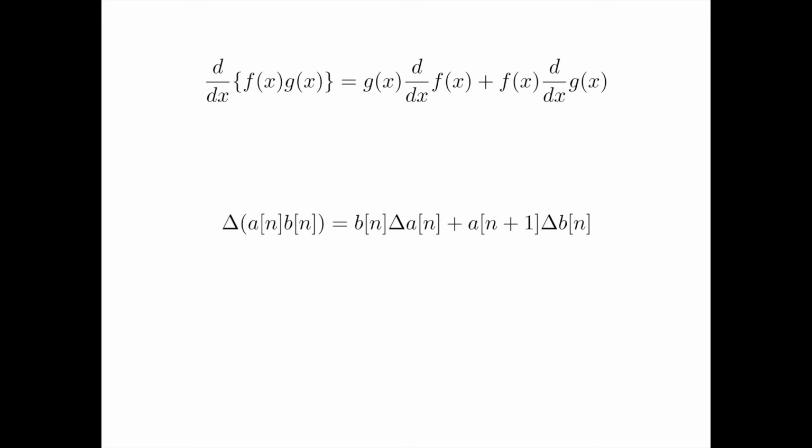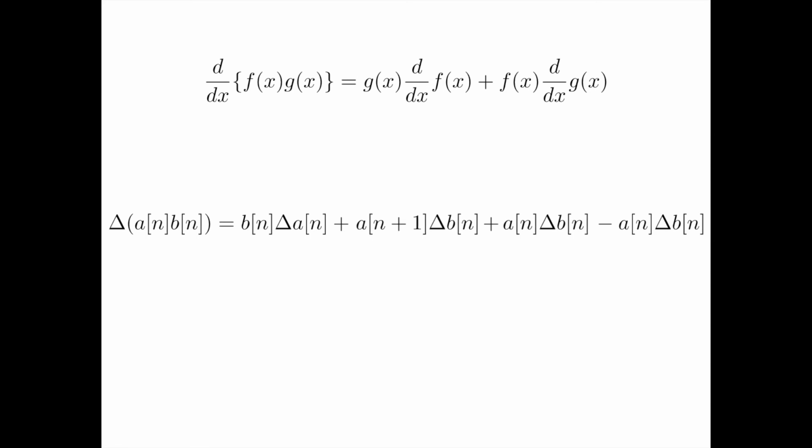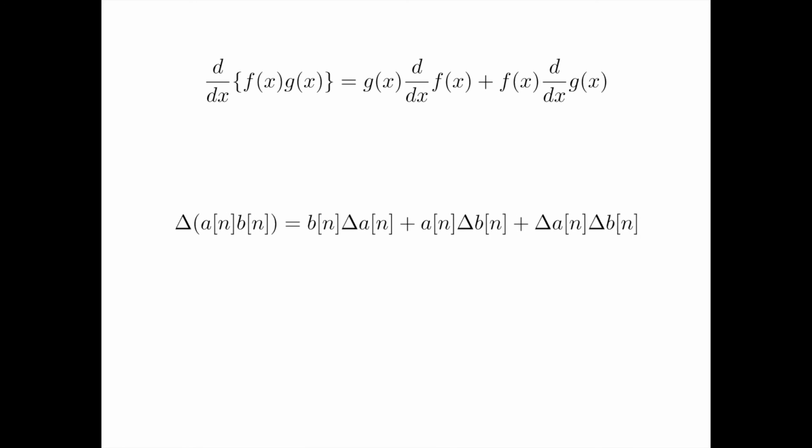We can fix that though. It just doesn't look as much like the normal product rule. So again, we'll add some funky version of 0, then reorder some terms. Then we'll factor out this delta b, and then we can apply the definition of the forward difference operator. We get that delta a of n times b of n is also equal to b of n times delta a of n plus a of n times delta b of n plus delta a of n times delta b of n.